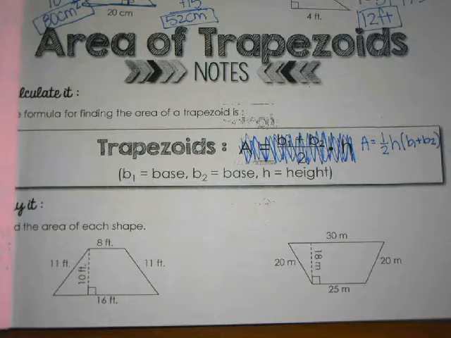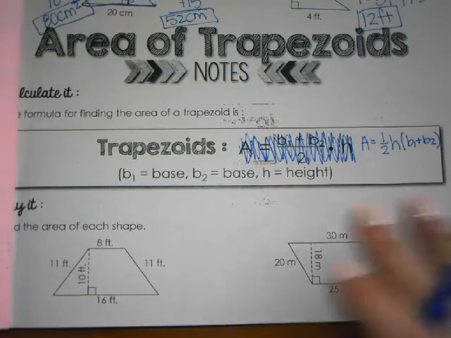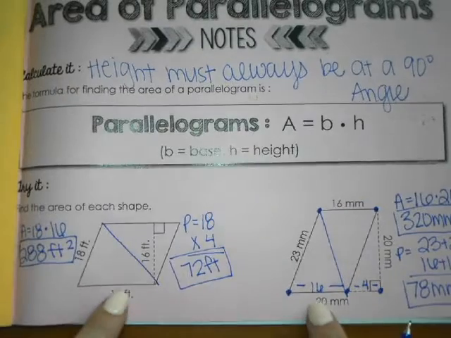Your height still must go from the top base to the bottom base, or your bases could be on the side as well. So the side base to the other side base, but that line has to create a 90-degree angle. If it doesn't create a 90-degree angle, it is not your height. Is that clear?